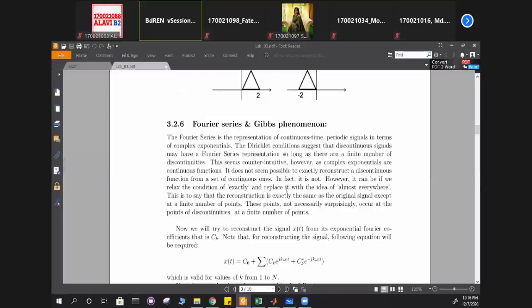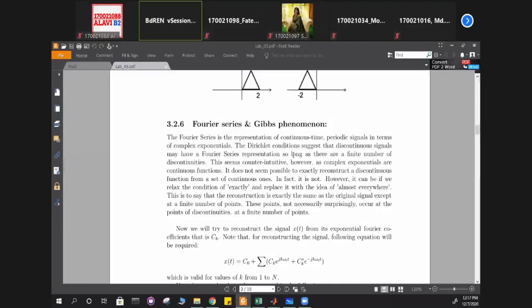I'm repeating: one of the conditions suggests that if a periodic signal has a finite number of discontinuities, it can have the Fourier series expansion. Fourier series expansion means there will be Fourier series coefficients, and using them we can also reconstruct the original signal. But that is a theoretical thing.